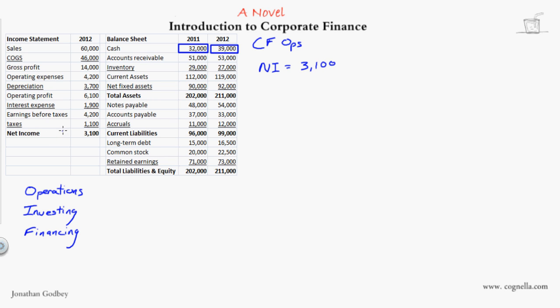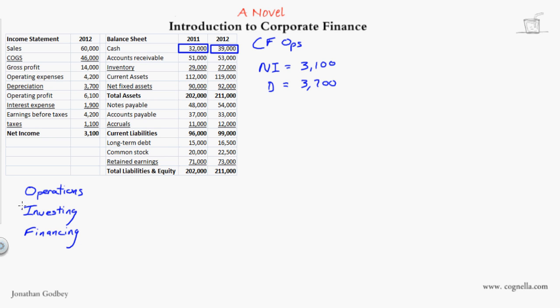Because look at the income statement. Depreciation here is not a cash flow. I just am allowed to deduct depreciation before I come up with my taxable income, so I can pay less taxes. So I need to add depreciation back. So depreciation is going to be $3,700, and I add that back.